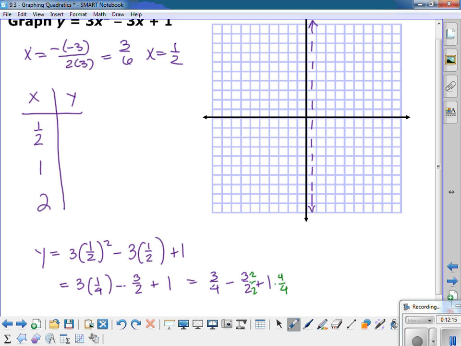So I'm going to multiply this one times 2 over 2, and I'm going to multiply this one times 4 over 4 so that everything is over 4. And so I get 3/4 minus 6/4 plus 4/4. And so 3 minus 6 is negative 3 plus 4. I end up with 1/4. You guys agree with me?